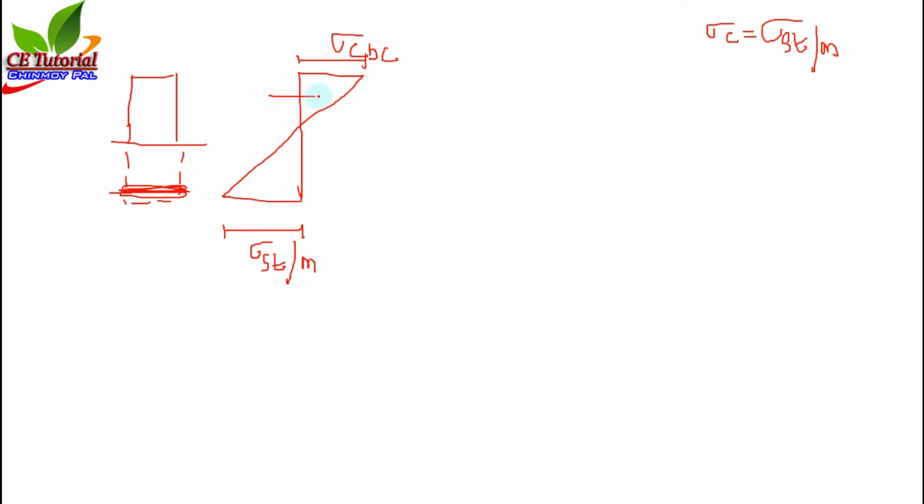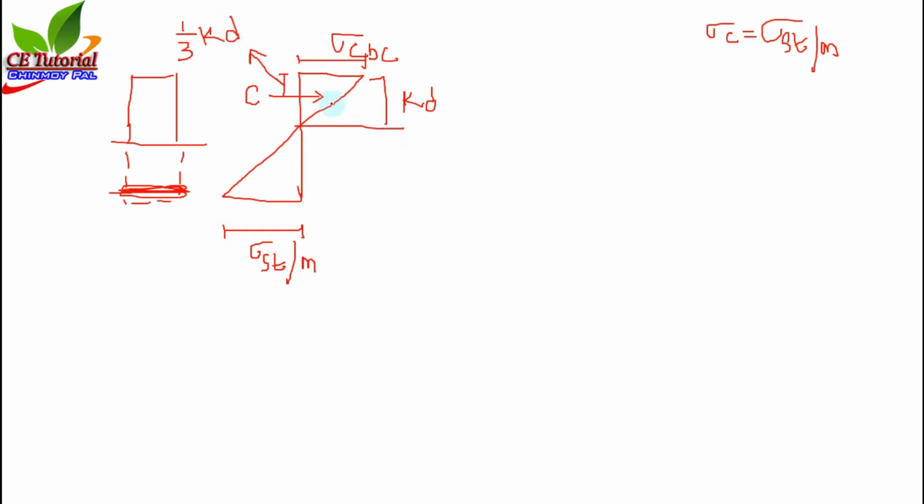Now the compression force C, we can assume that this compression force will act through the CG of this triangle. Okay, CG of this triangle, and this distance, I have said, this neutral axis depth is KD, and this distance is nothing but 1/3 of KD.